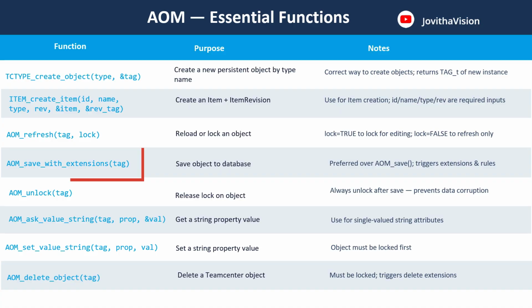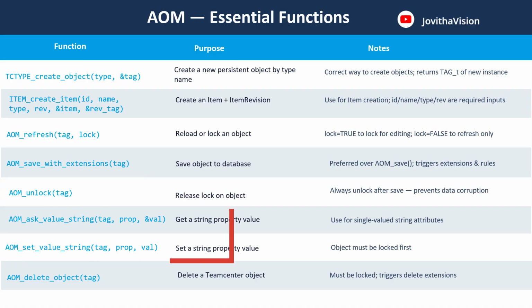AOM_save_with_extensions. This is the preferred save function. It triggers Business Modeler rules and exit procedures. Always use this over the plain AOM_save. AOM_unlock. Always call this after saving. Leaving objects locked blocks the other users from editing them.